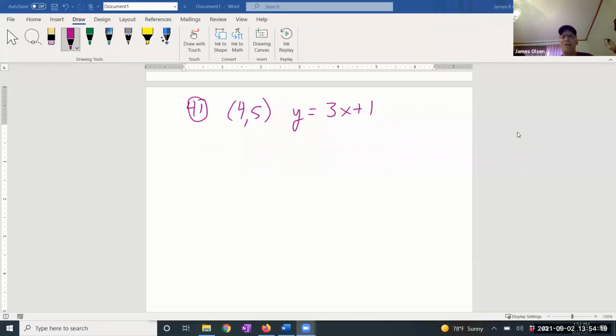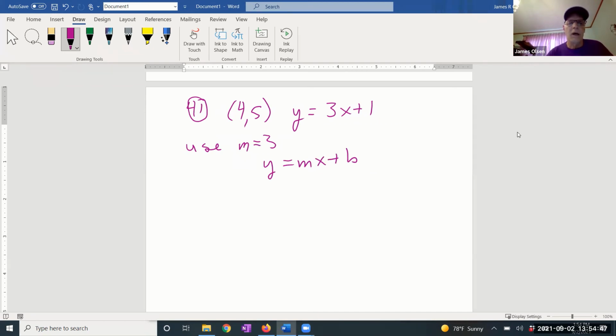I'm having a little bit of difficulty with my technology, so I'm going to switch to a different way because my camera is not working very well. So here's question 41. Since it's going to be a parallel line, we're going to be using a slope of 3 because we want the same slope. So on our flow chart, we have the slope and a point. So I'm going to be substituting in to find B.